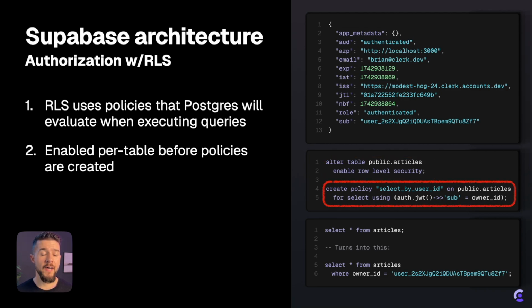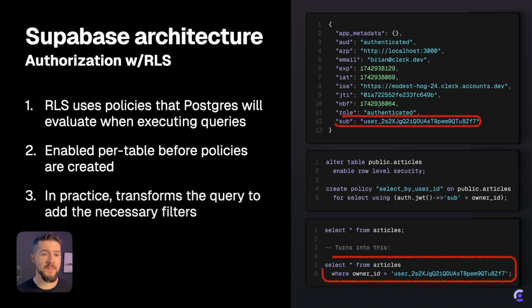And then in lines 4 and 5 of that same screenshot, you'll also notice there's syntax for creating a policy. What this policy will essentially do is use the auth.jwt function provided by Supabase to extract the sub claim and then make sure that any records returned have that value inside of the owner ID column of the articles table that we saw earlier. In practice, what this does is transform a select star statement into a select star statement where owner ID is equal to the value of that sub claim, filtering out any records that the user should otherwise not have access to.